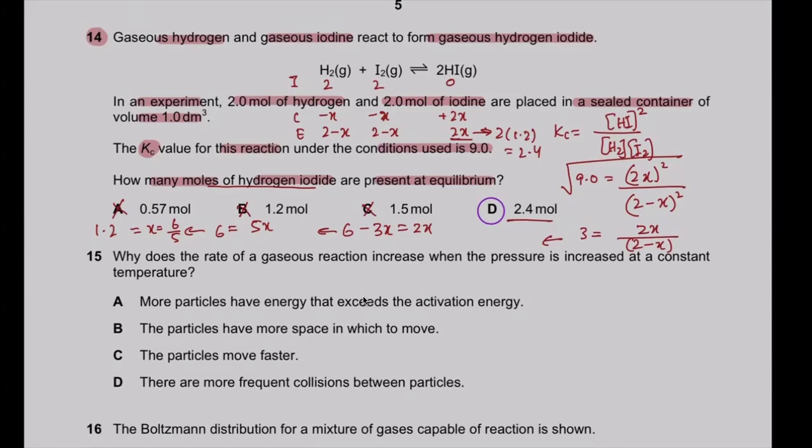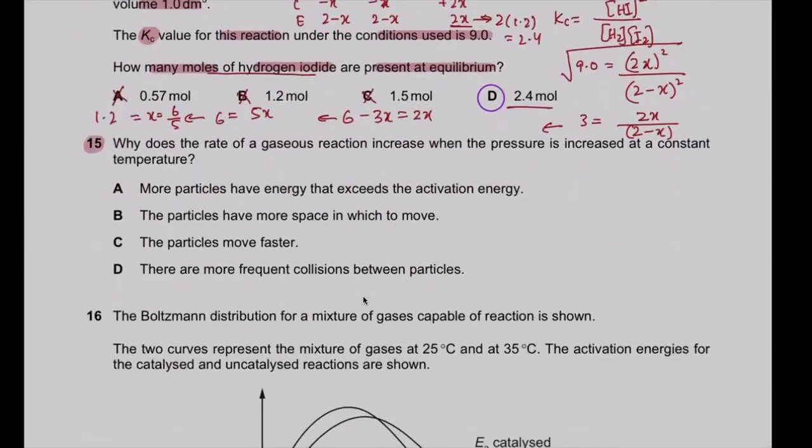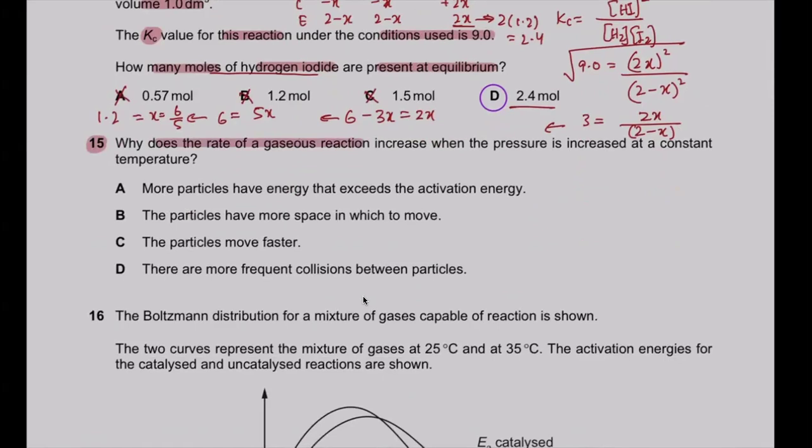Okay. Now, MCQ number 15. Why does the rate of a gaseous reaction increase when the pressure is increased at a constant temperature? Okay. We are just increasing the pressure. More particles have energy that exceeds the activation energy? Actually no, not at all, because there is no change in temperature, so there would be no increase in the energy.